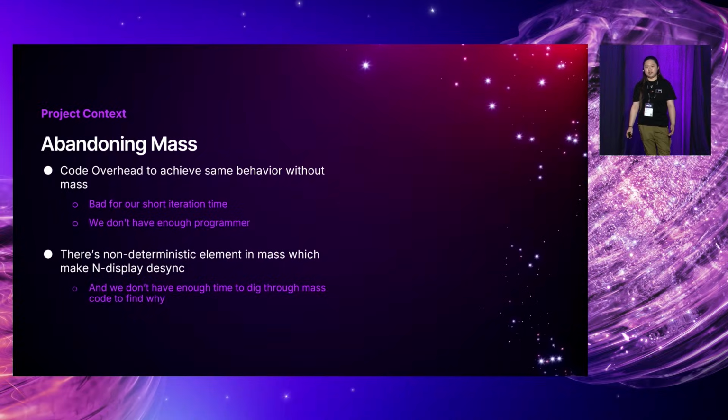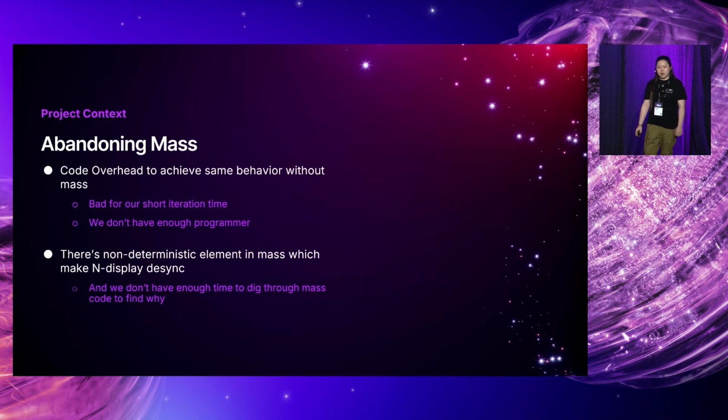But after further experimenting with Mass AI, we decided to abandon the use of it. There are 2 main reasons. One of them is the code overhead. Mass AI is an ECS, which is entity component system. So we need to wrap everything into fragments and processors. That means we need more time and more effort to develop the same simple behaviors.